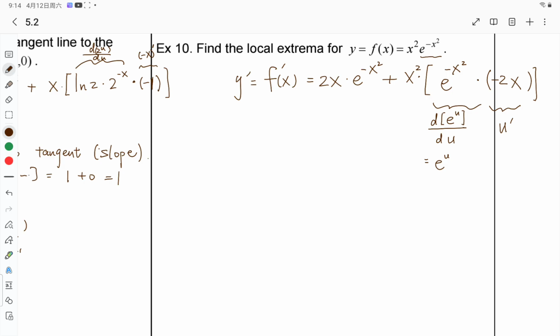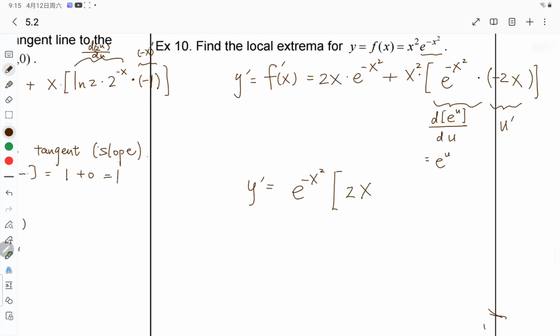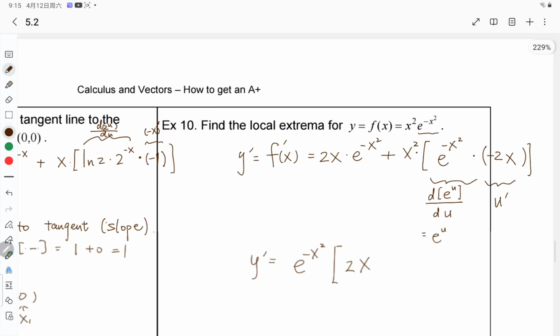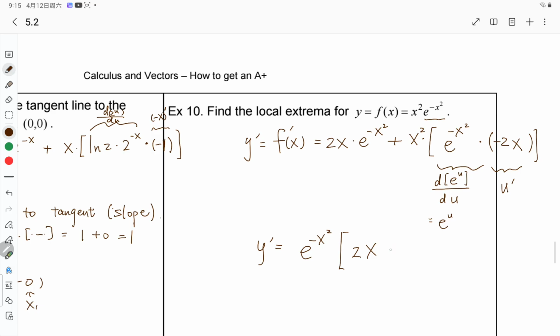Let's see if we can simplify. It seemed like we couldn't. So okay, we can pick out the e to the negative x squared here and then group them together. So this is 2x minus 2x cubed, okay?